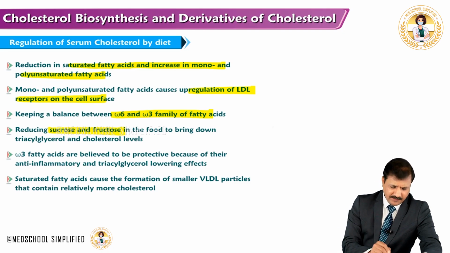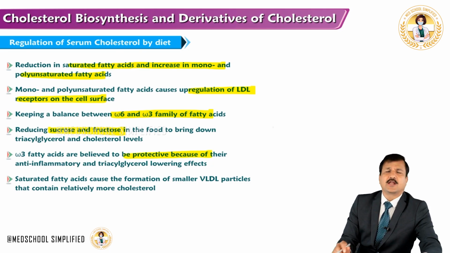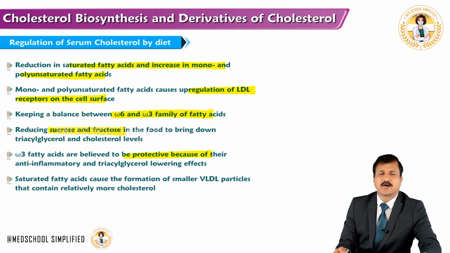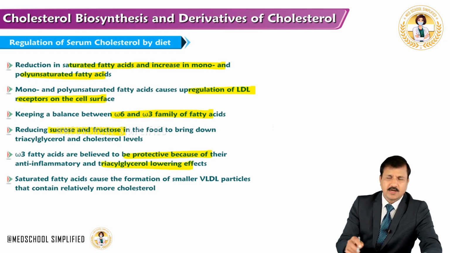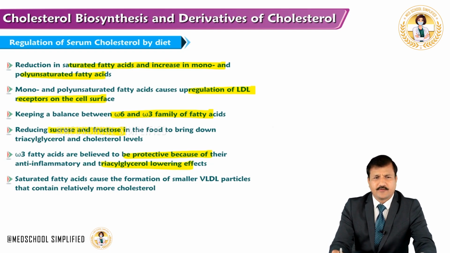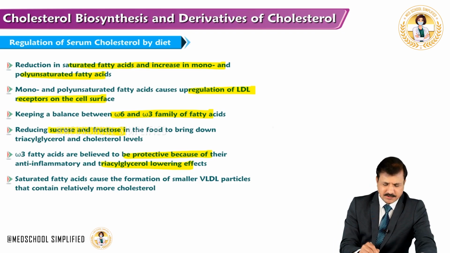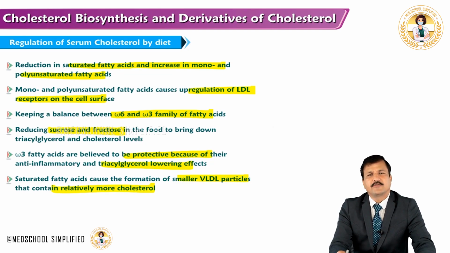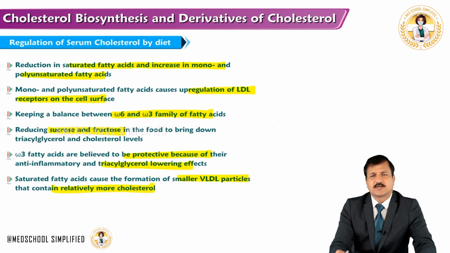Now, the omega-3 family of fatty acids is believed to protect against cardiovascular diseases, because they have an anti-inflammatory effect and also a triacylglycerol lowering effect. And saturated fatty acids cause the formation of smaller VLDL particles that contain relatively higher levels of cholesterol, and that's the risk factor. That means consumption of saturated fatty acids positively correlates with development of coronary artery disease.